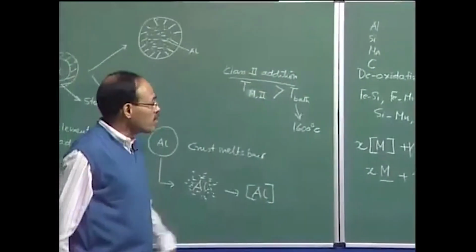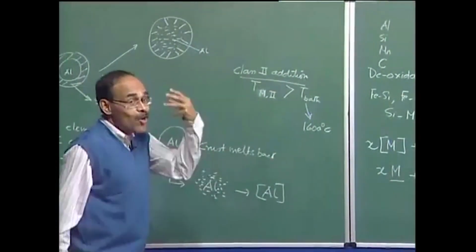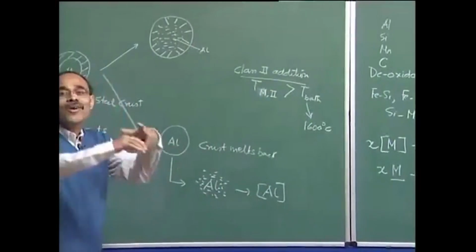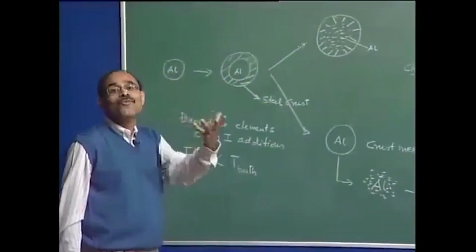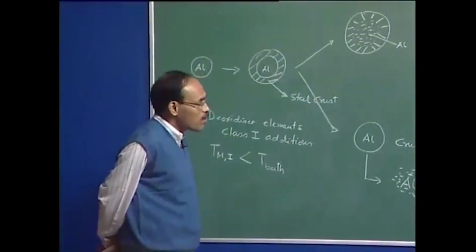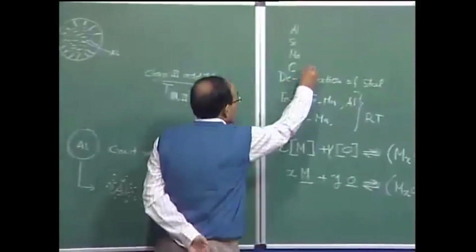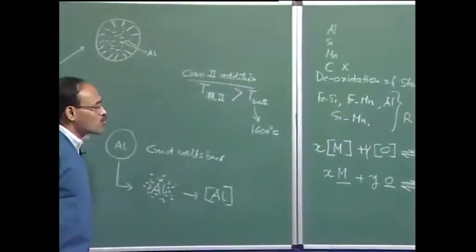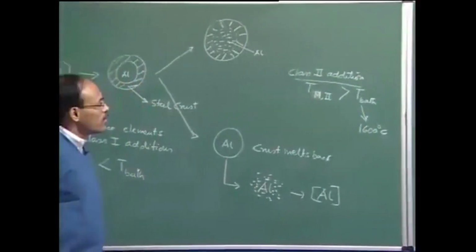Carbon also has good affinity towards oxygen. But we don't want to add carbon to deoxidize the bath because we are already struggling hard to remove carbon during the oxygen steel making processes. So, this is ruled out as a potential deoxidizer in the case of steel making.